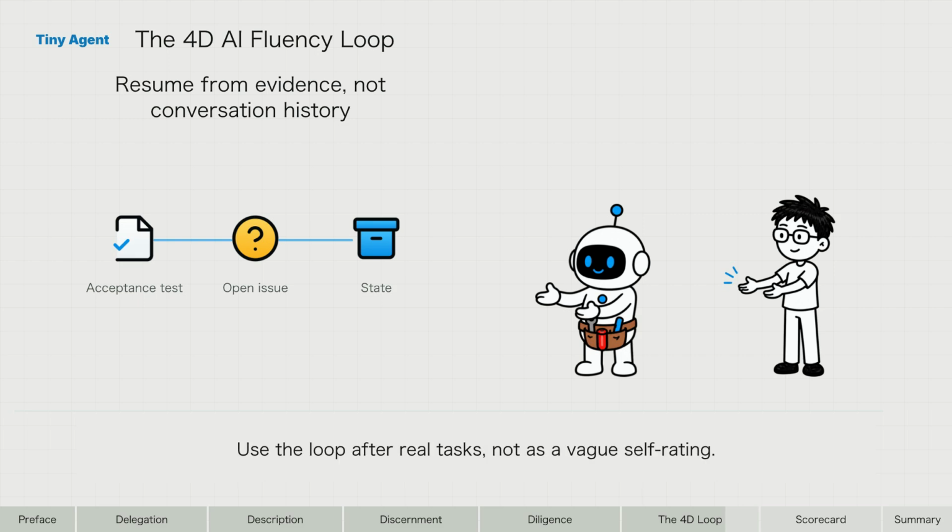Use the loop after real tasks, not as a vague self-rating. Ask which decision was hardest, where rework appeared, what evidence changed your mind, and which control prevented a mistake. Improvement becomes visible when it changes the next workflow.